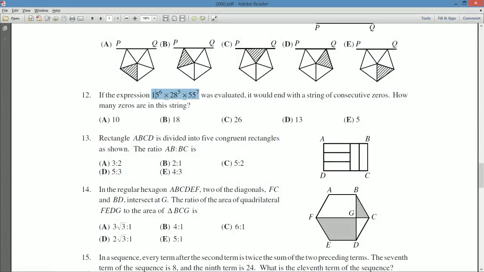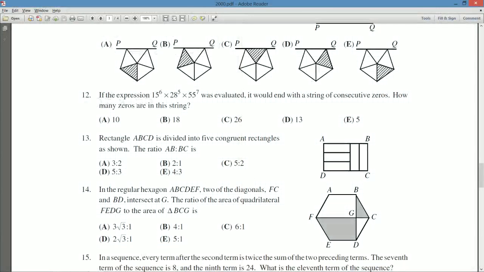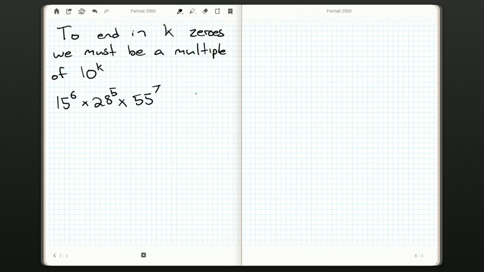So, if we want to figure out powers of 10, the best thing to do, and something we can do for every number, is to break it down into its prime factors. So 15 to the 6 times 28 to the, I can't remember, I think it was 5. And 55 to the power of 7. Alright, let's just double check that that's what it is. 15 to the 6, 28 to the 5, 55 to the 7. Okay.